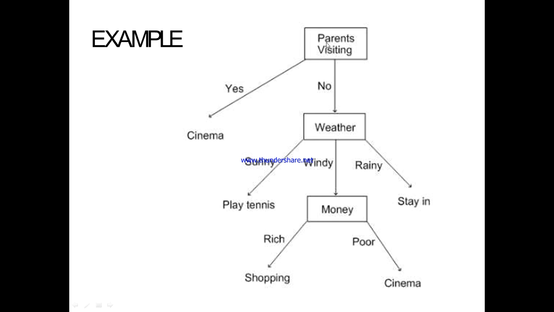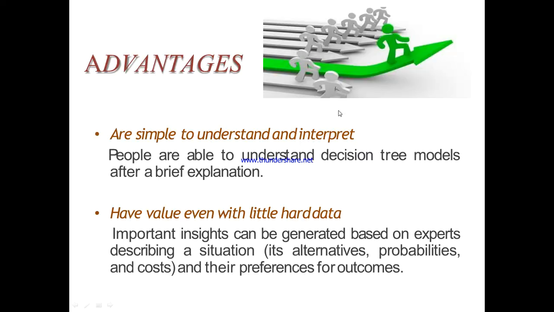That's an example: parents visiting, yes or no, right, like you see. That's an example of the decision tree. The advantages of the decision tree are that it is simple to understand and interpret. People are able to understand decision tree models after a brief explanation. It has value even with little hard data.